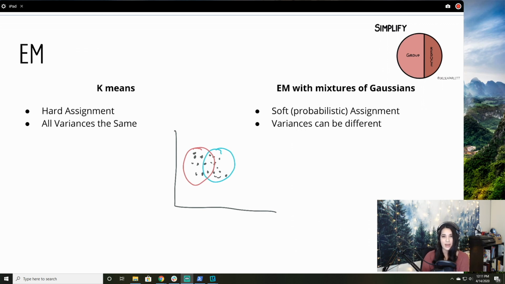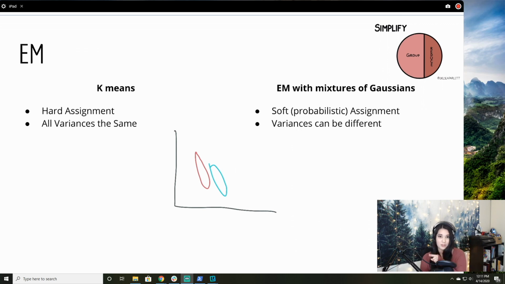So the way that expectation maximization with mixtures of Gaussians gets around this is by, instead of assuming that all of the variables have the same variance, they explicitly estimate what that variance is. So instead of spherical clusters where in all directions you have the same variance, it allows us to have elliptical clusters, something like this, where you can see that the variance in one direction is pretty small and the variance in the other direction is pretty big, and that gives us this elliptical shape.